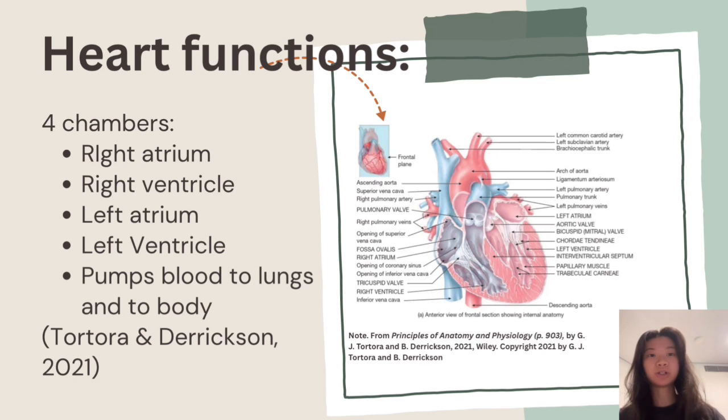So the heart's function is to pump blood to the organs and to the lungs. It's made up of four chambers: the right atrium, right ventricle, left atrium, and left ventricle. The right side of the heart pumps deoxygenated blood to the lungs. That's called the pulmonary circulation. And the left side pumps oxygenated blood from the lungs to the whole body, and that's called the systemic circulation.